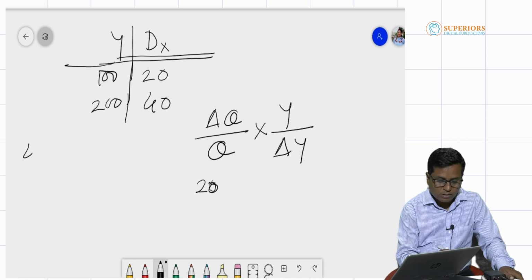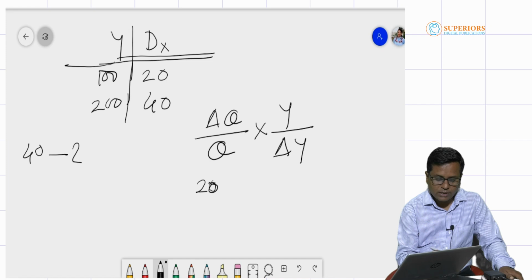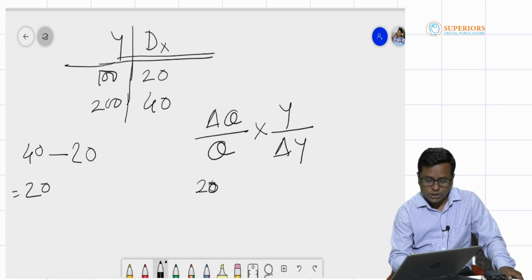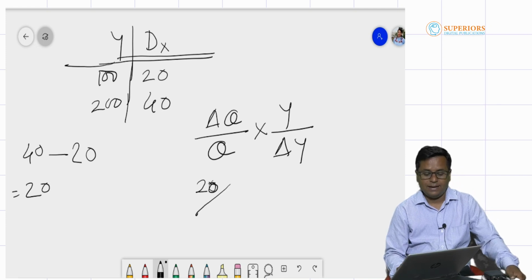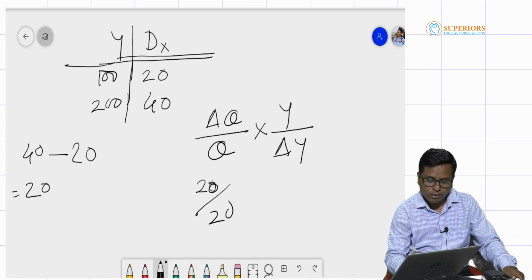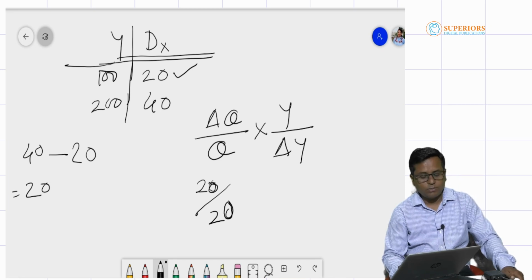New demand minus original demand: 40 minus 20 is equal to 20. So the change in quantity demanded is 20 here. And what is the original quantity demanded? The original quantity demanded is 20.